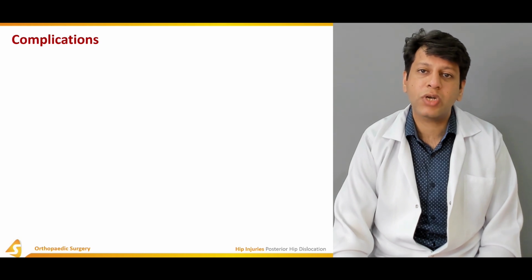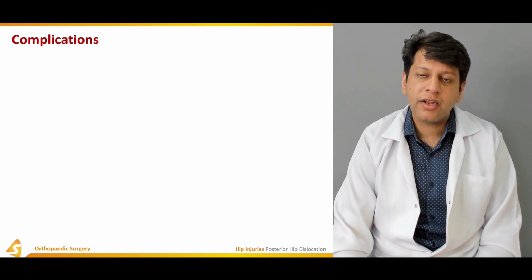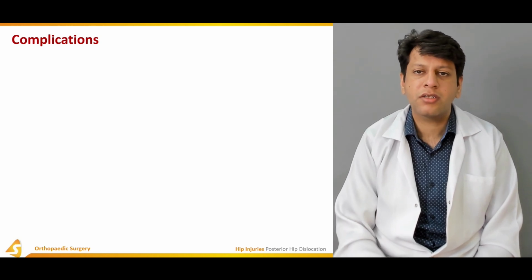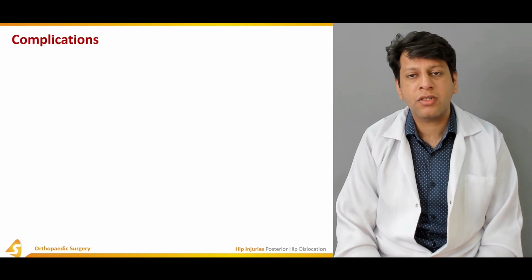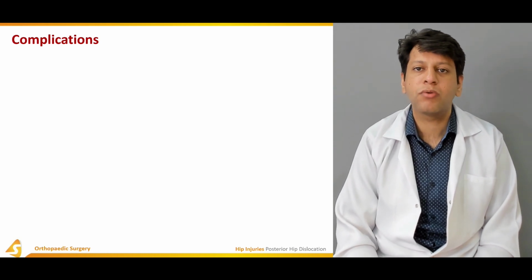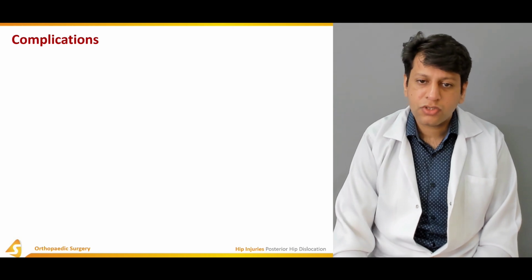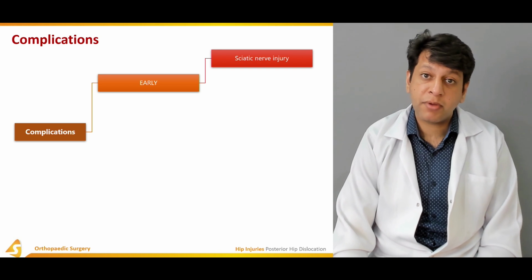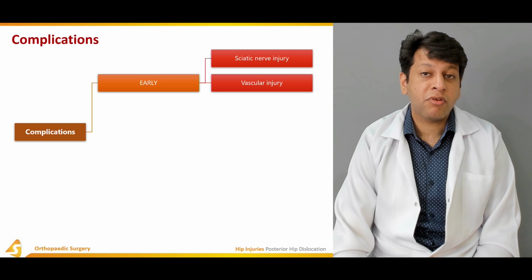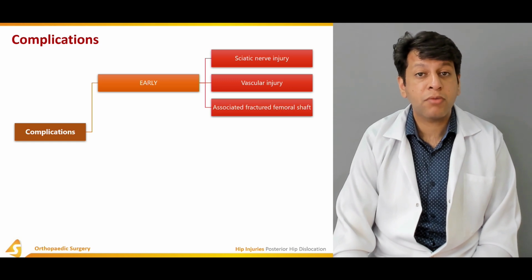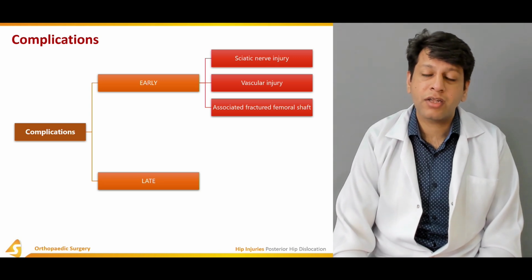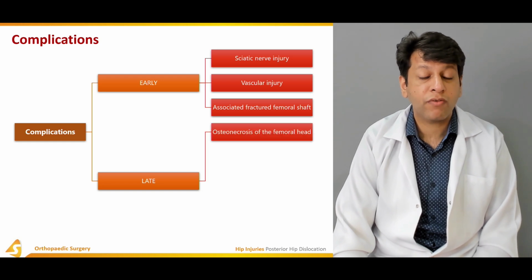Complications could be related to what happened at the time of injury, and to the time between injury and closed reduction, because the longer the head remains outside the joint, the greater the chances of osteonecrosis. Some of the complications include sciatic nerve injury, which can happen at the time of trauma as well. Could be a vascular injury, or associated fractures of the femoral shaft, neck, or even the head of the femur. And then there are late complications. Despite early reduction, there may be osteonecrosis of the femoral head.